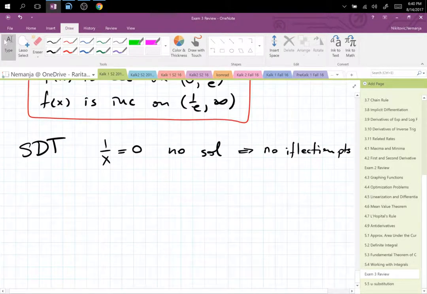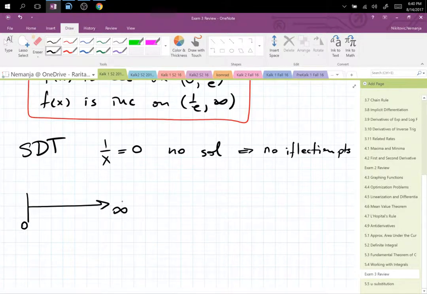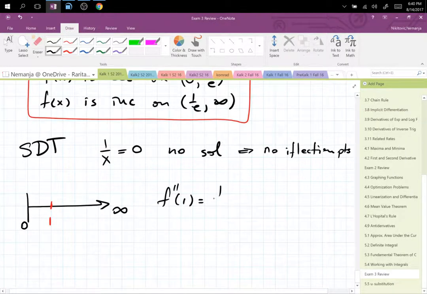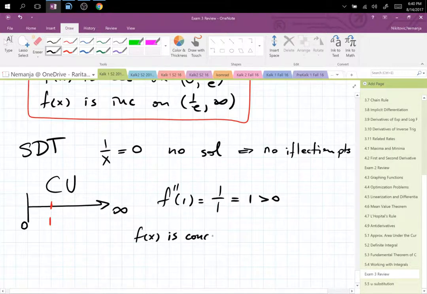So now the partition is just one big partition, 0 to infinity, and you can pick anything you want. Now, can you pick e? Sure, you can pick e, but why? There are no ln's in the equation. You want to pick something that is easy to compute, so we pick 1. The second derivative at 1 is 1 over 1 equals 1, more than 0, so everything is concave up. So f of x is concave up on 0 to infinity, which is actually the entire domain.